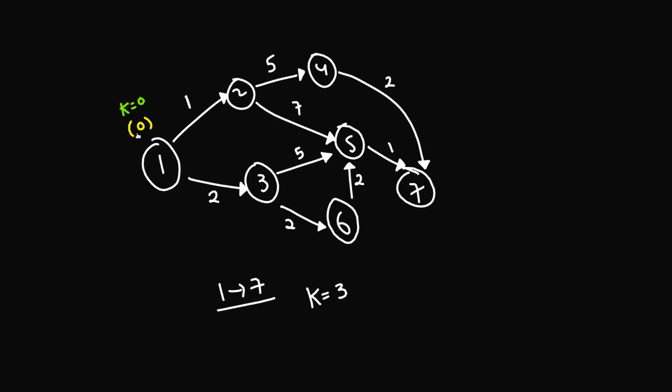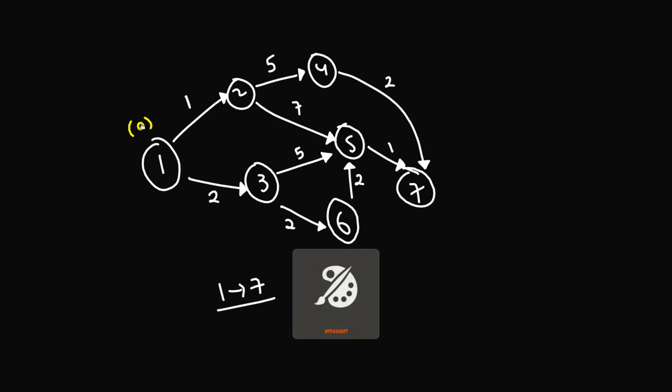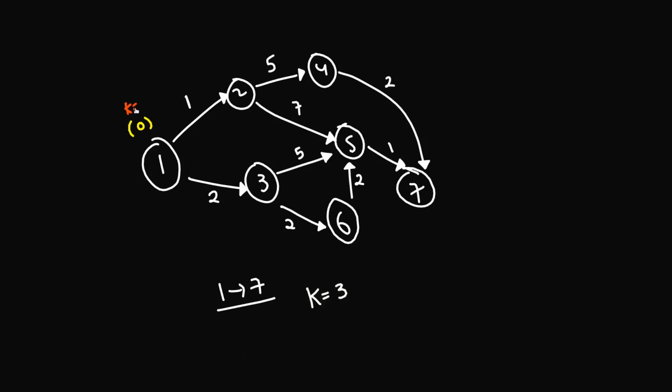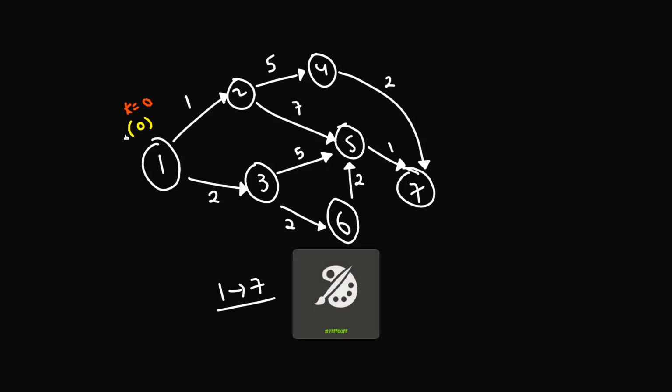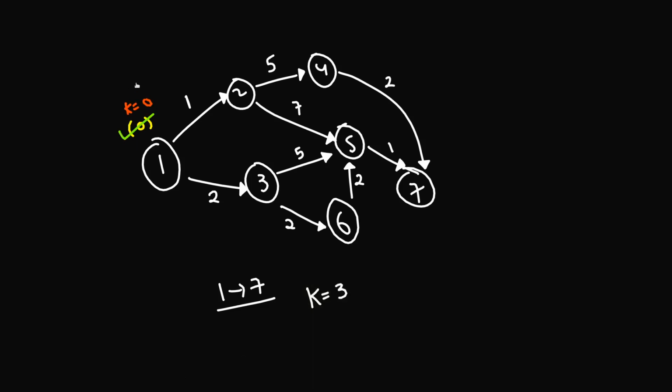So I'll start from here. Let me just use a different color for that. Yeah, so k is equal to 0 here. Once I start from here, I'll mark this as visited, meaning I have processed this city, and then I'll be going to the neighboring cities that I have.